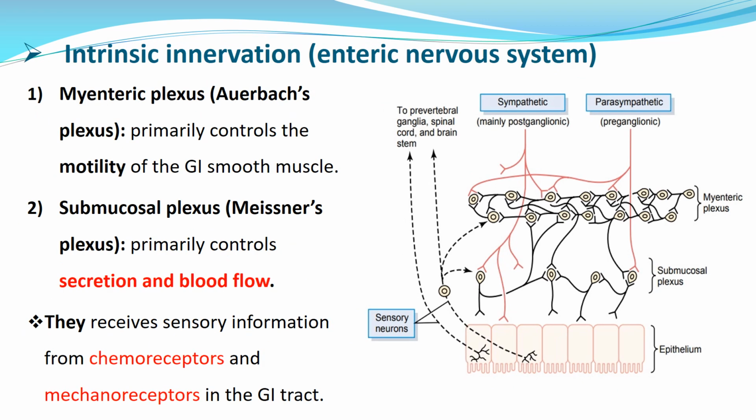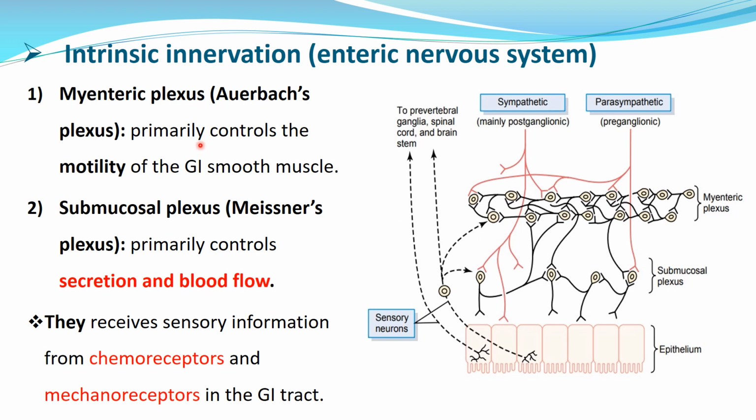The intrinsic neurons, I think we already mentioned this. We have two layers of them. Nerve cells. The first one is called the myenteric plexus, and the second one is called the submucosal plexus. These two classes of neurons are regarded as intrinsic because they are located within the structures of the GIT tract.